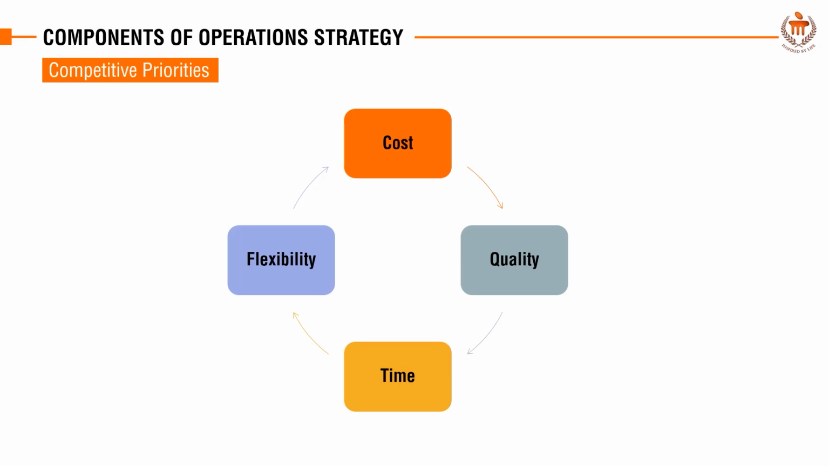Now, let's turn our attention to competitive priorities. Competitive priorities are critical dimensions that organizations focus on to achieve a competitive advantage in their markets. These priorities guide operational decisions and shape the overall strategy, ensuring that the organization meets customer needs effectively.